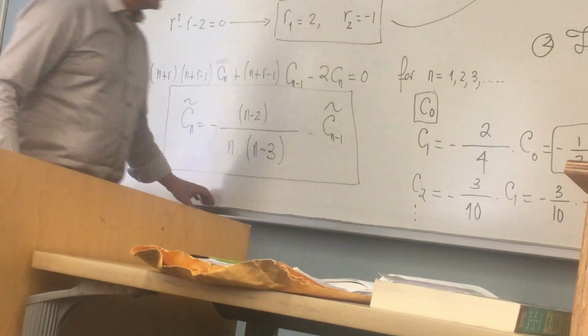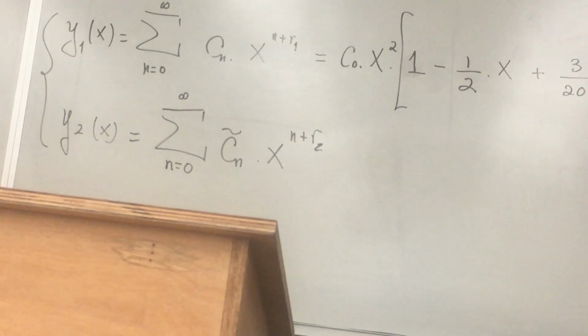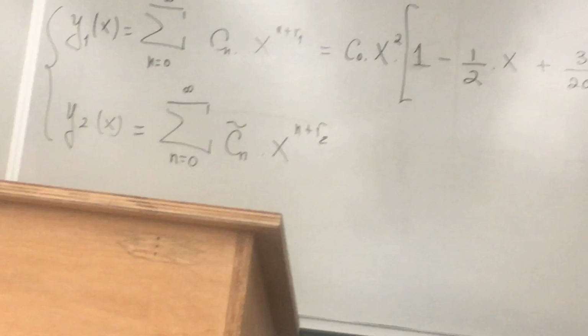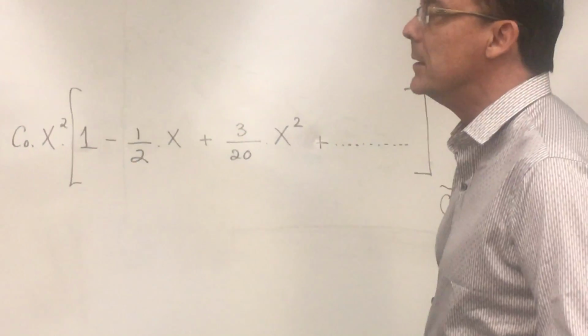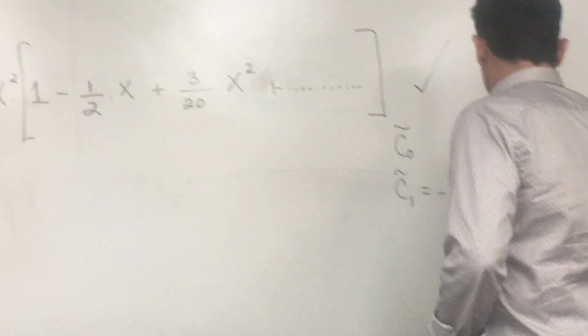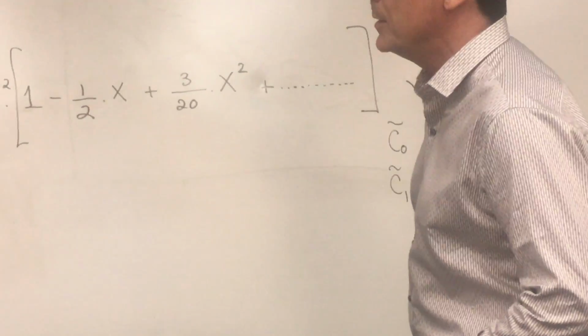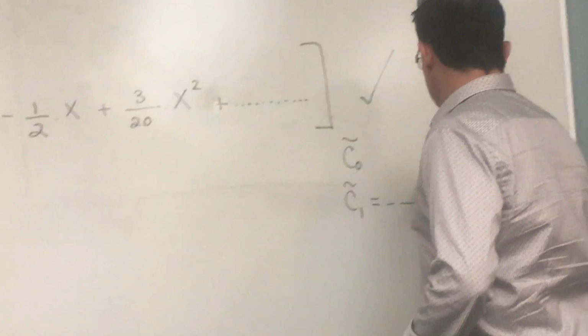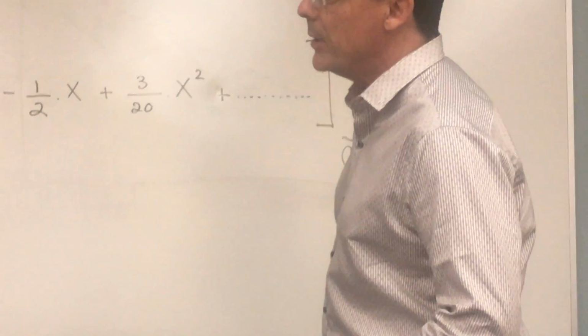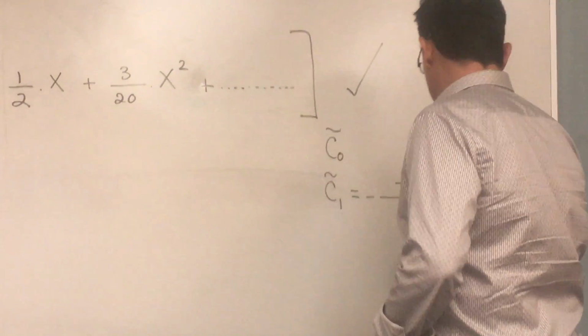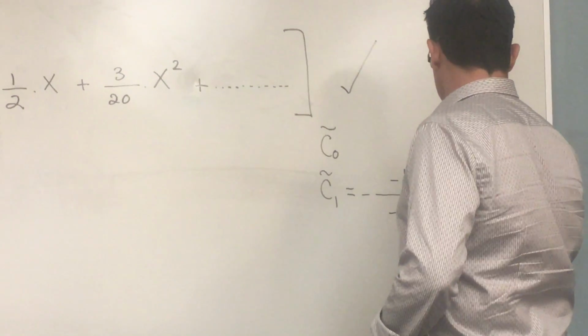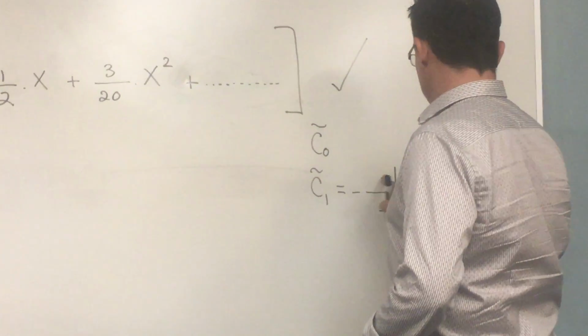And now we start computing some of them. Let's do it here, right? The C0 tilde is the same as before. The C1 tilde, if we use that, what do we get? If I plug n equal to 1 there, you get minus, n equal to 1 minus 2 is -1 here on the top. And on the bottom you get 1 times -2. So minus minus plus, so you get 1/2.